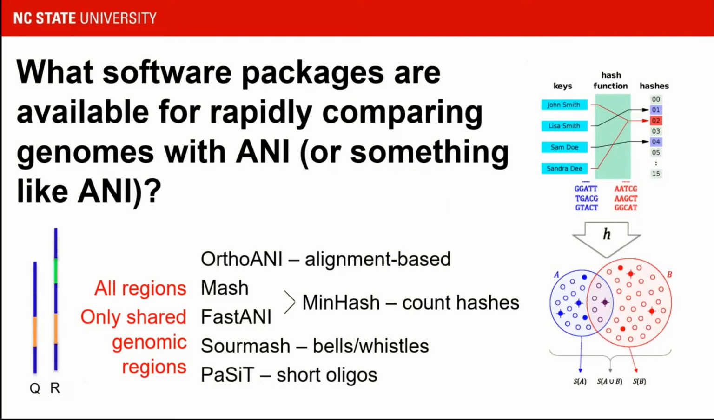So what software packages are available for rapidly comparing genomes with ANI or something like ANI? There are several. I picked a couple of high utility ones to test on Henry 2. Both calculate ANI-like metrics. To save computational resources, k-mer sequences are converted to hashes. That's common between FastANI and Mash. One of the major differences in the approaches is that FastANI only uses shared genomic regions, while the Mash metric is penalized by differences in query and reference sizes.